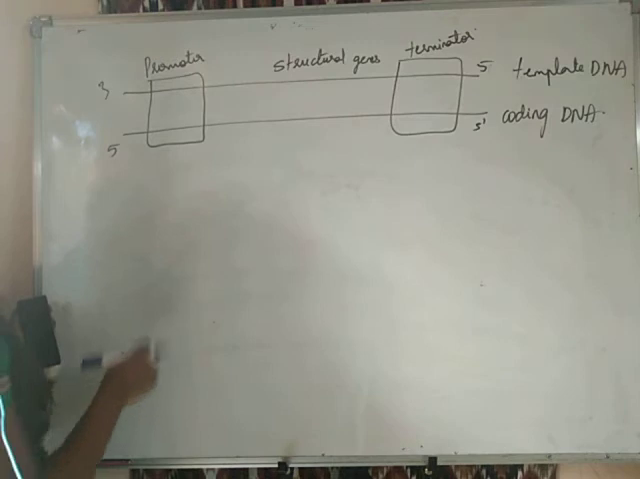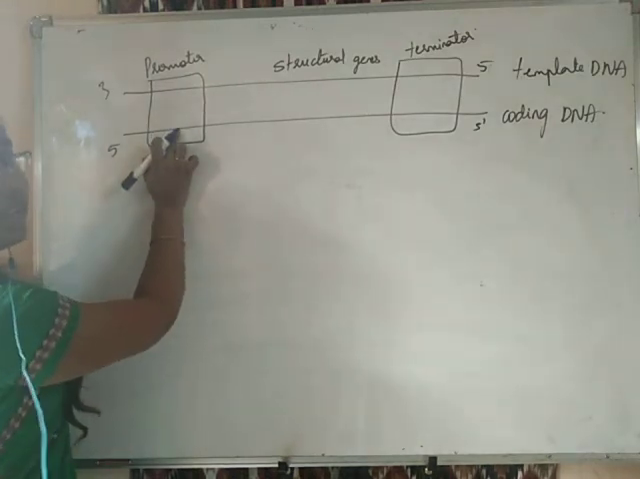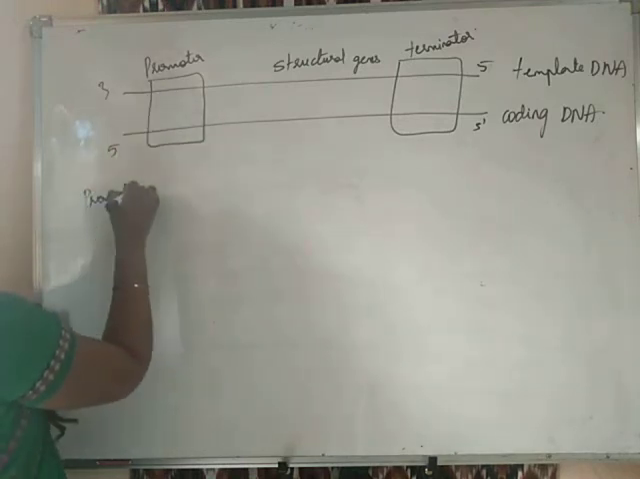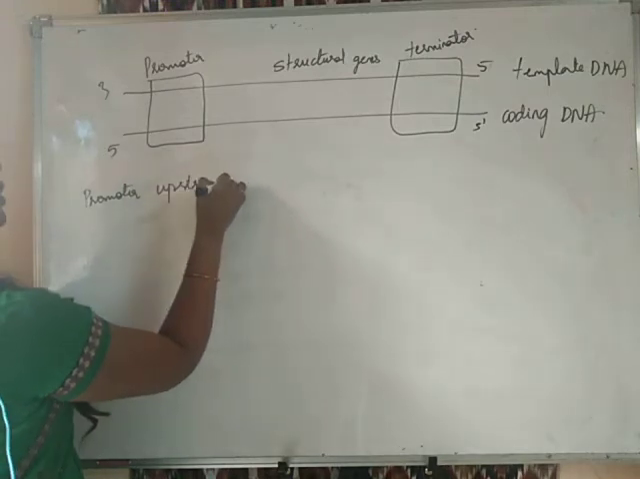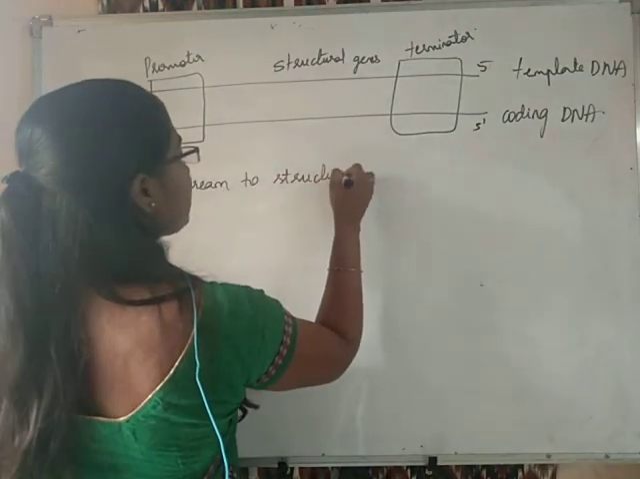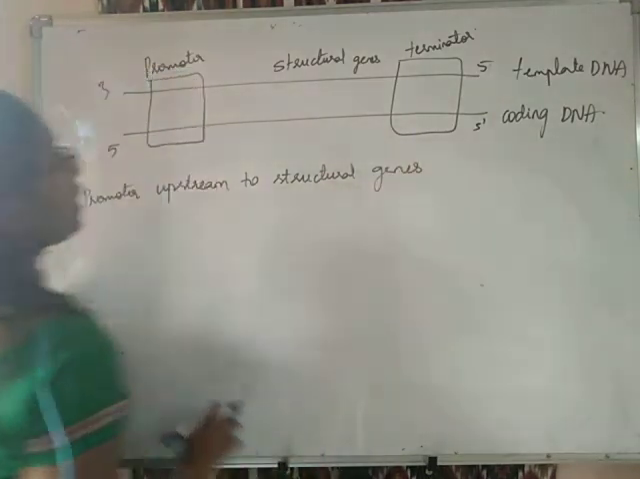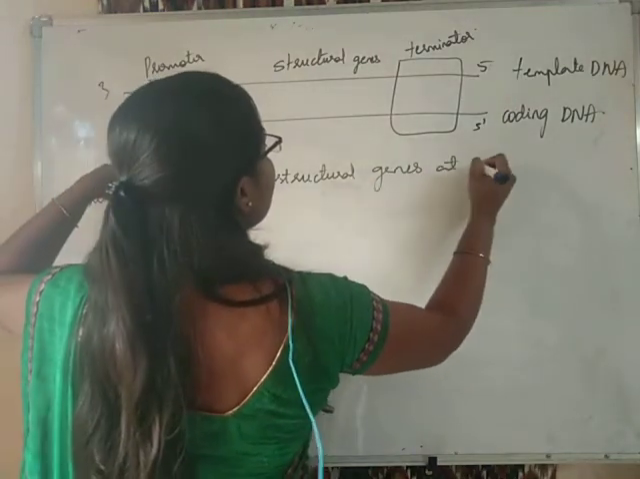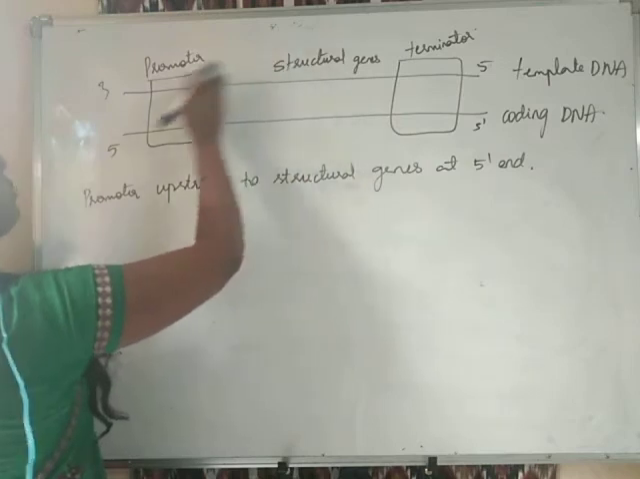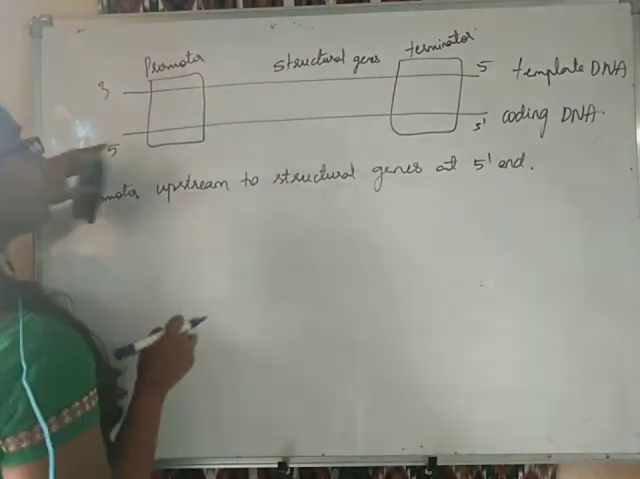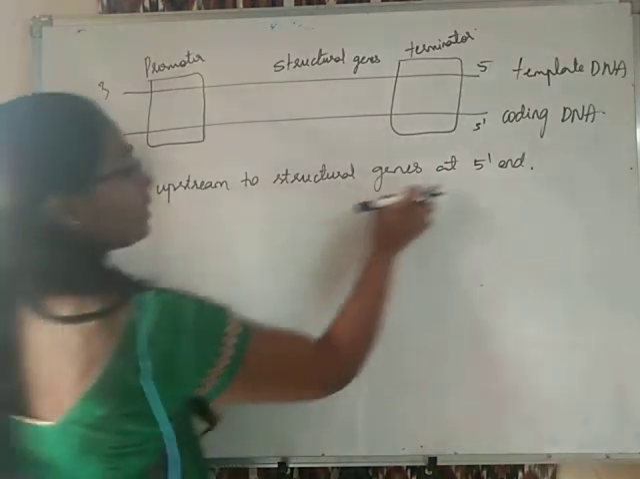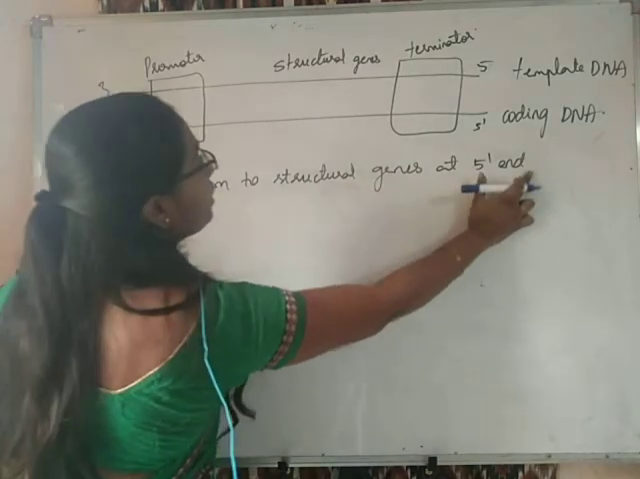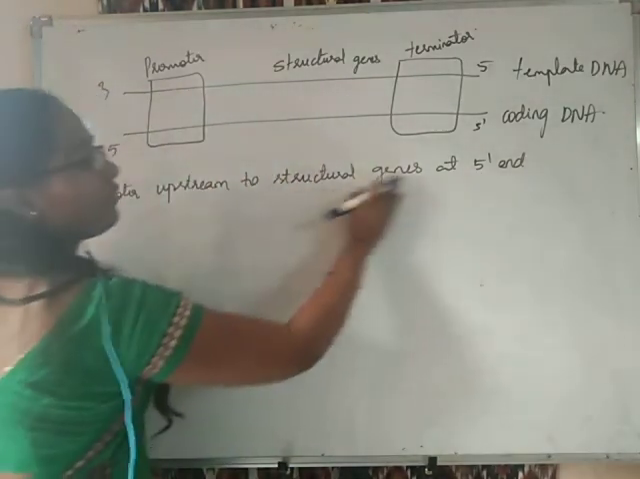So, students, according to the coding DNA, the reference of RNA will be present. The promoter is present upstream to structural genes. Here we are referring to it with the coding DNA, so we have to say it is at the 5' end. Structural genes are present in the 3' to 5' DNA only, but because we are referring to the coding DNA, we have to say that it is present at the 5' end. So, promoter is present upstream to the structural genes at the 5' end. Upstream means above the structural genes at the 5' end, okay.